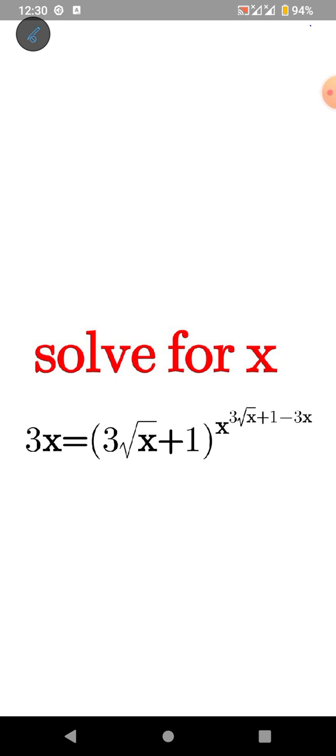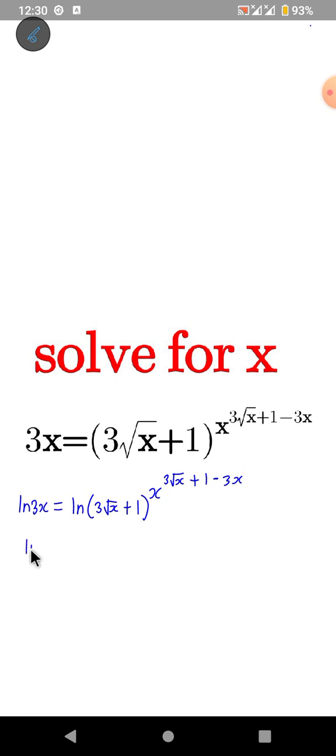Today I'll be solving this wonderful Olympiad exponential equation. Now my first step will be to take the ln of both sides in this equation. So you see ln 3x is equal to ln open bracket 3 root x plus 1 all raised to the power of x raised to the power of 3 root x plus 1 minus 3x.